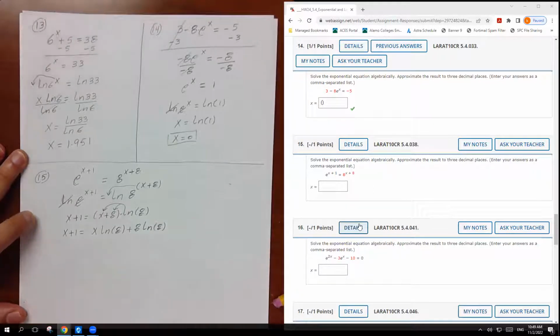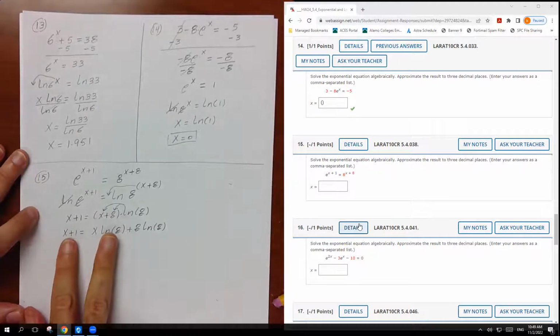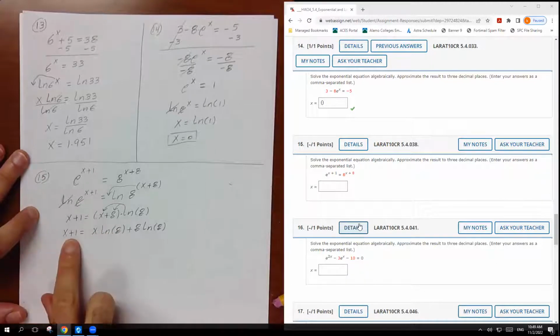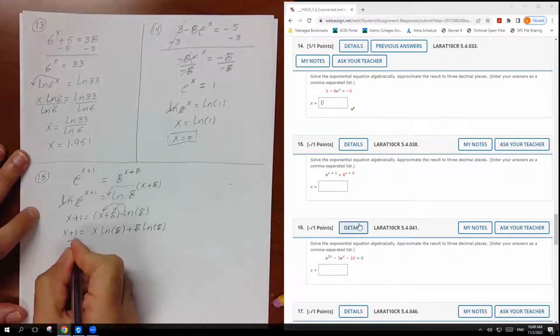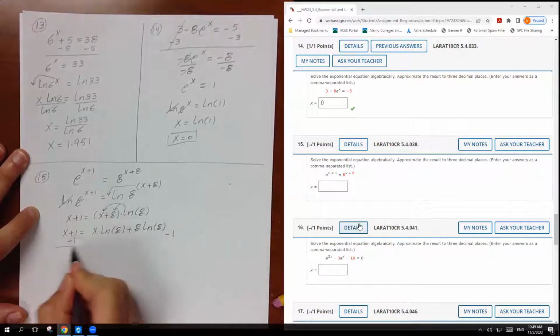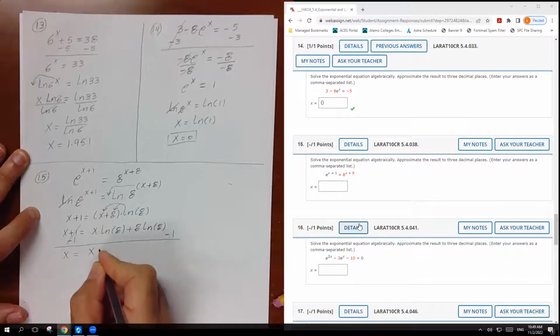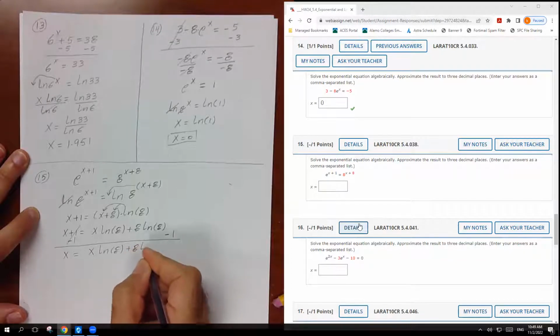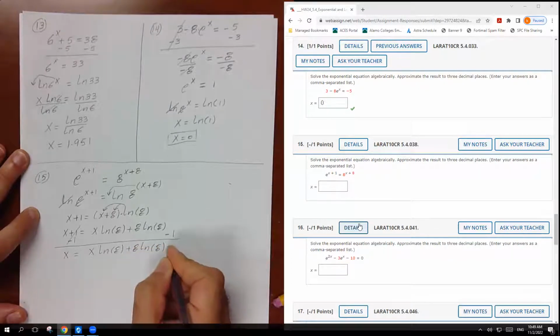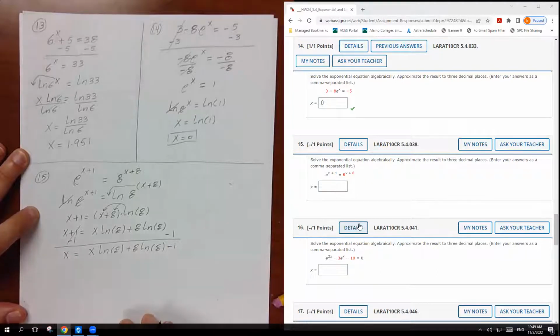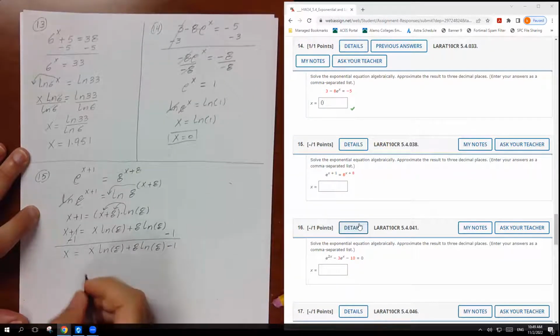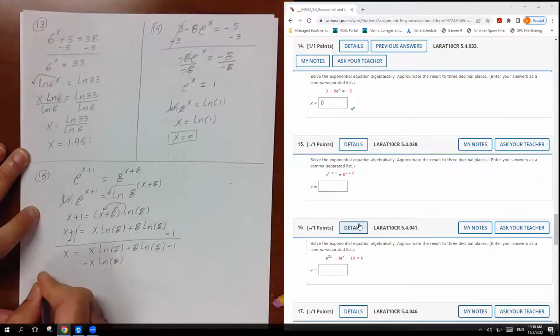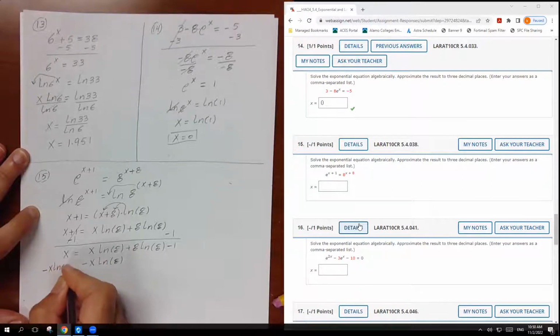Then how to solve it for x? We're going to move the terms with the x to one side and move the numbers by themselves to the other side. I'm going to move the 1 first. Cancel the 1 from here. So x is going to be equal x ln 8 plus 8 ln 8 minus 1. Then next step, I'm going to move this term to the left side. Negative x ln 8, and here's negative x ln 8.